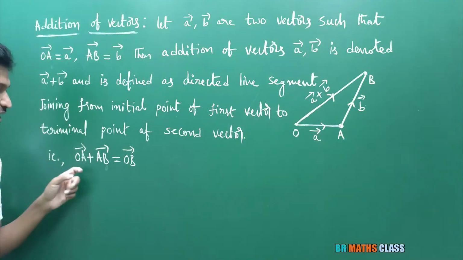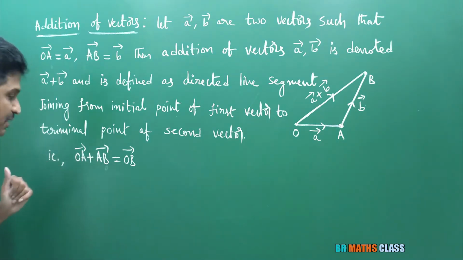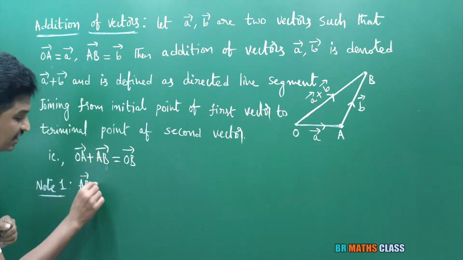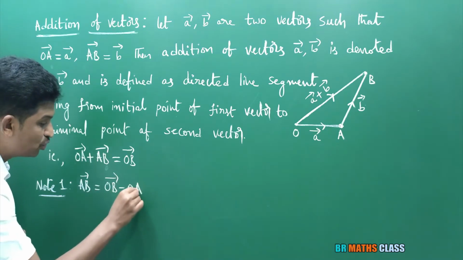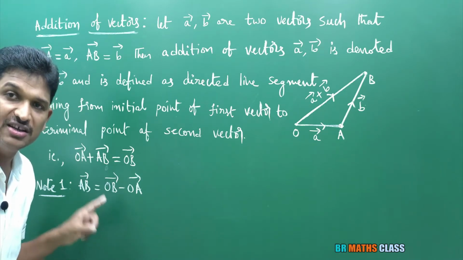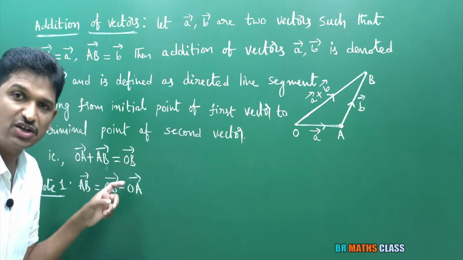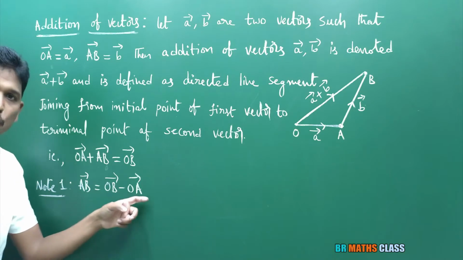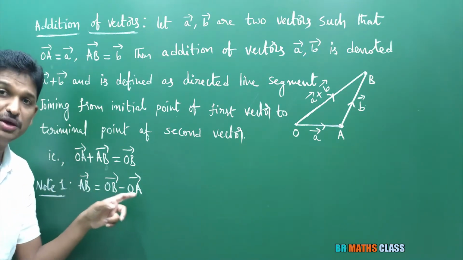You observe here OA bar plus AB bar is OB bar. From this, can I write AB bar? Note 1. From this, what is AB bar? You take OA bar to the other side, AB bar is OB bar minus OA bar. In earlier classes, you learned that OB bar is the position vector of point B, and OA bar is the position vector of point A. Here the important thing is AB bar can be written as OB bar minus OA bar. That is important.